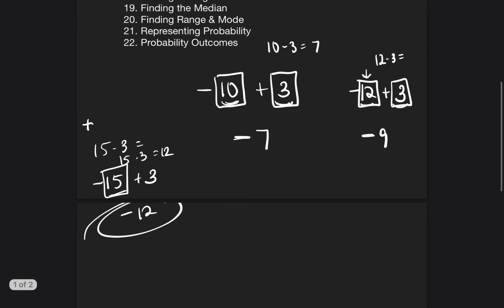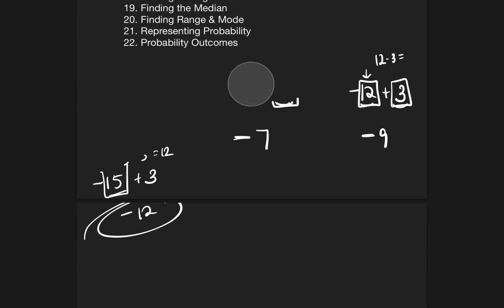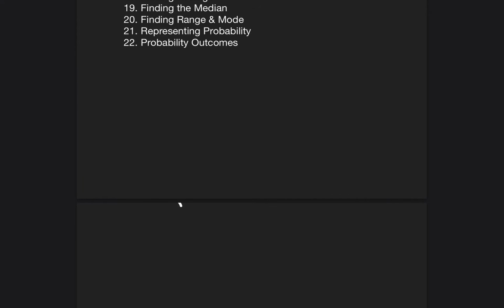Multiplying two two-digit numbers. Okay, I'm going to go ahead and erase this. We're going to multiply two two-digit numbers. So we're going to multiply 35 times 46. Now, there's a standard way to multiply this out.